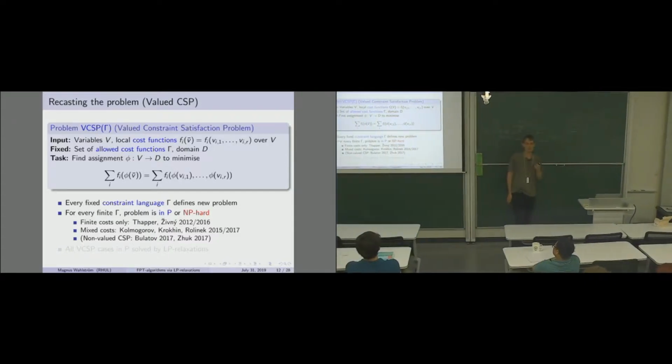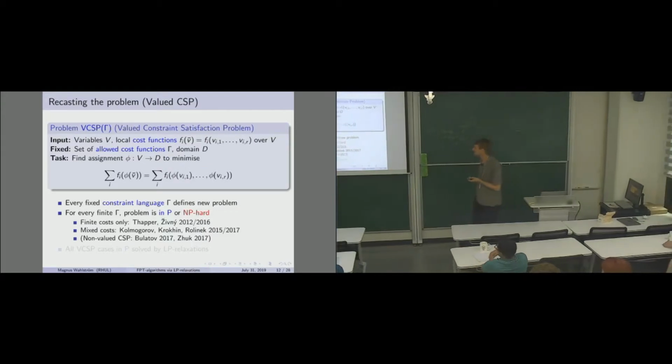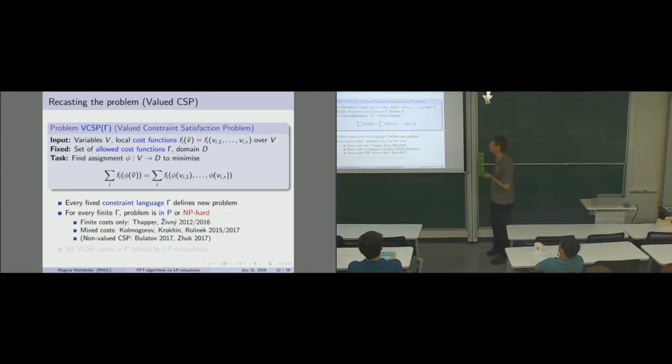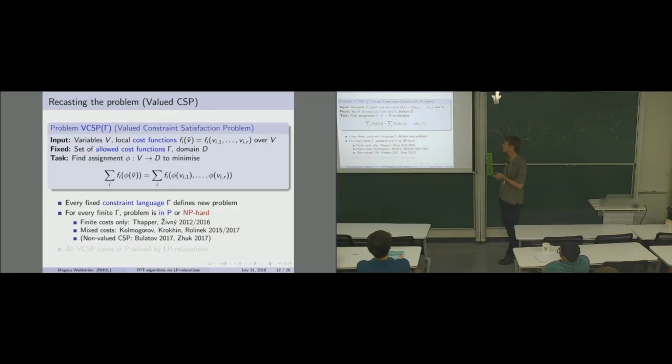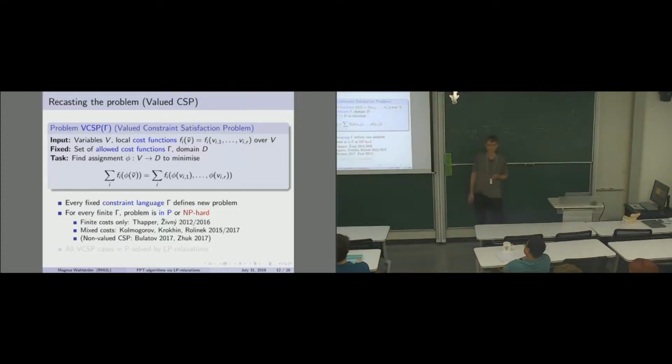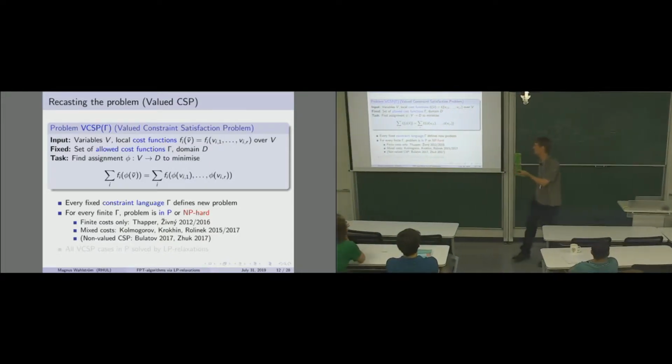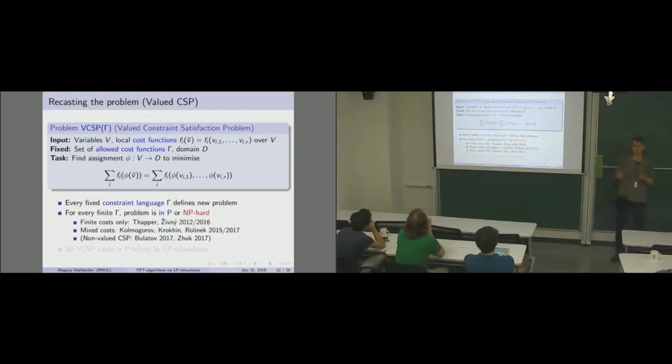It's known that for every gamma, the problem becomes either polynomial time or NP-hard. There are a few results for this. If all costs are only finite, this was known in 2012. If the costs also include infinity, then some result came a few years later. And then there's the underlying version where you don't care about optimization, you just care about whether you can get any finite cost solution. This is the general CSP problem, which was solved very recently, in 2017.